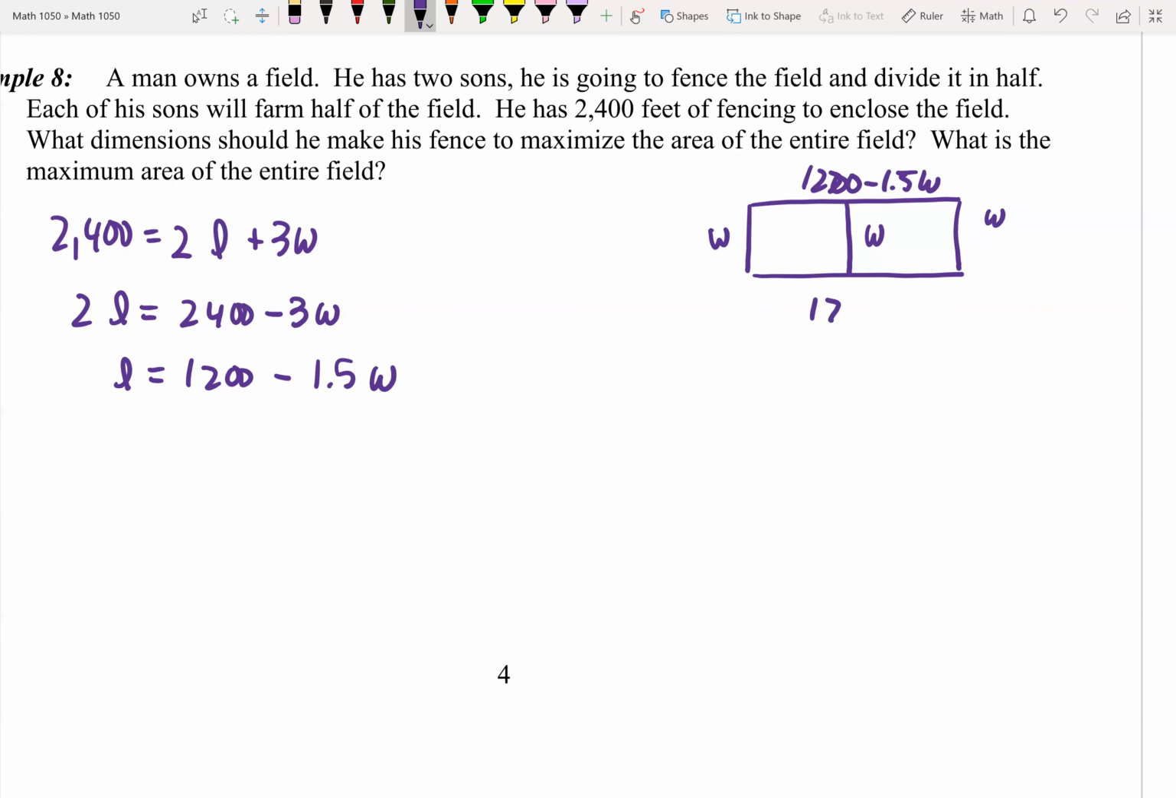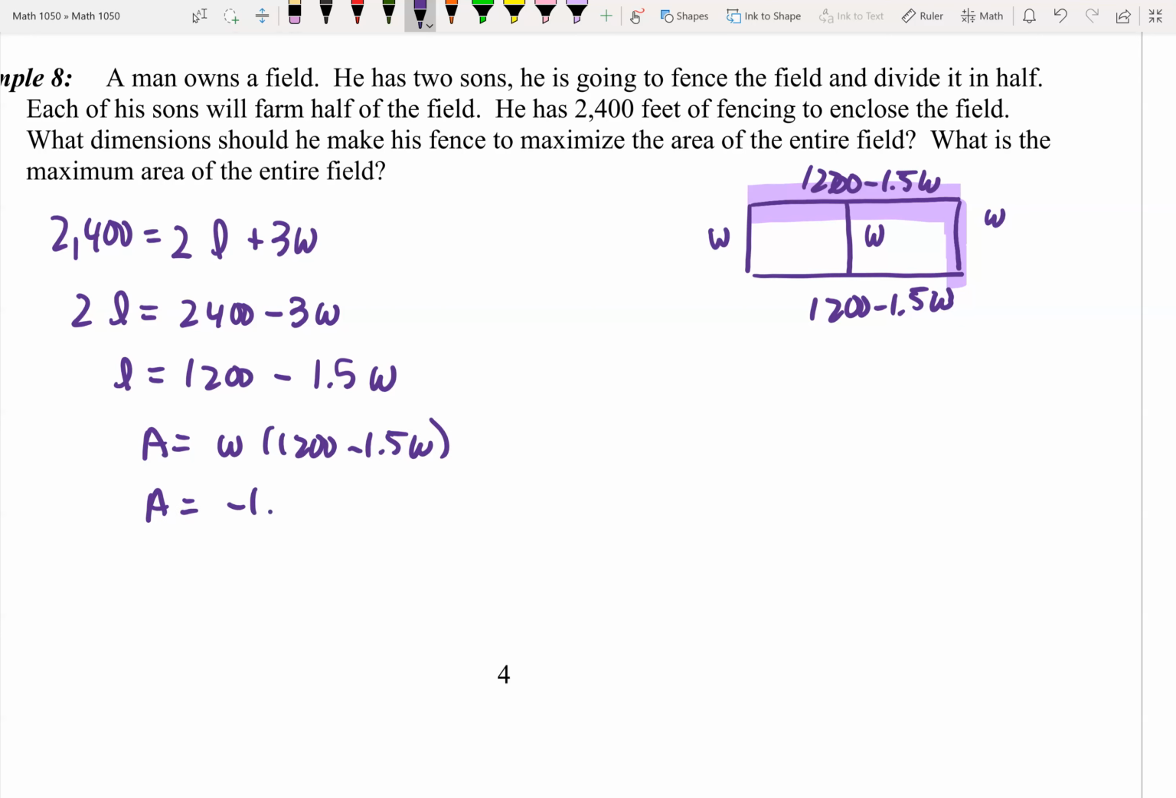I'm trying to maximize the whole thing. So it's that big guy times that big guy. So I get area equals W times 1,200 minus 1.5 W. So it's negative 1.5 W to the second plus 1,200 W.